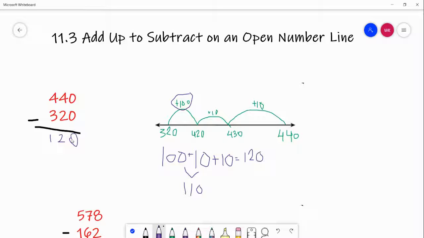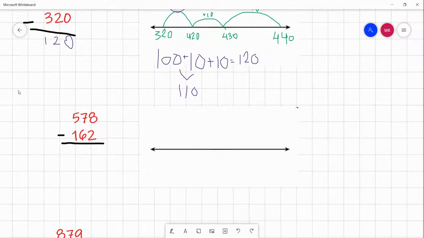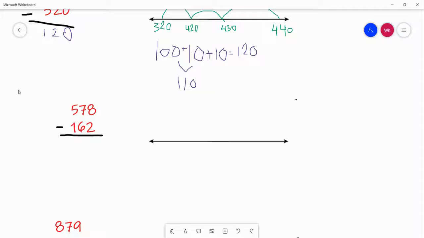So starting from top to bottom, subtracting 0 minus 0 equals 0. Check. 4 minus 2 equals 2. Check. 4 minus 3 equals 1. Check. So we know our answer is correct. 440 minus 320 equals 120. All right, now we're going to do this problem together.